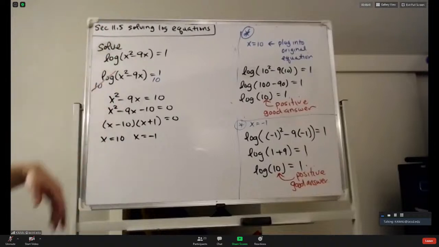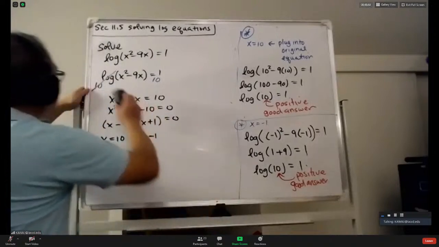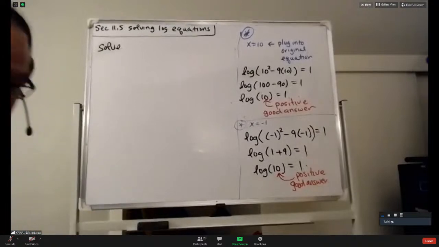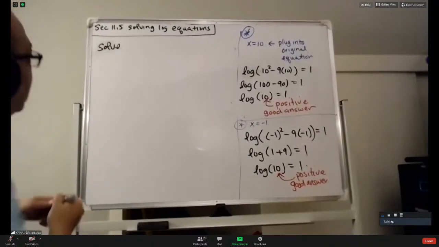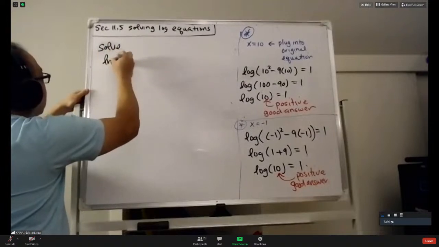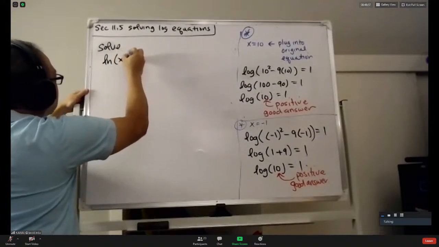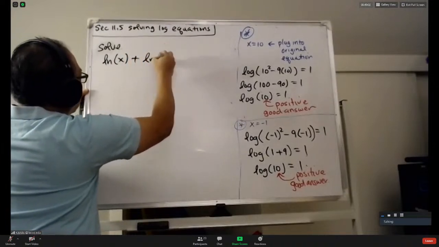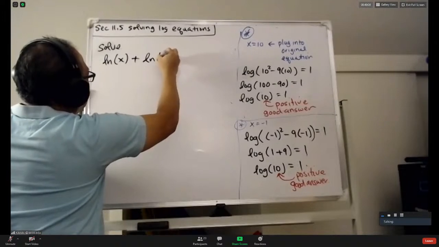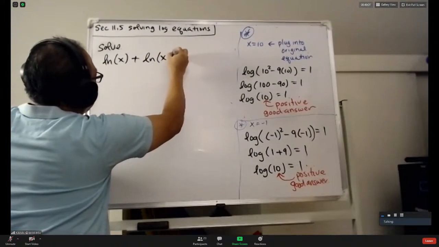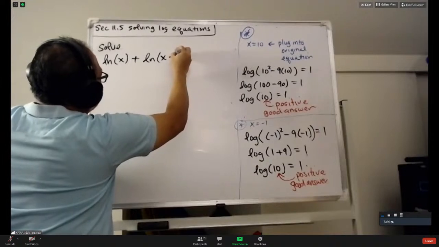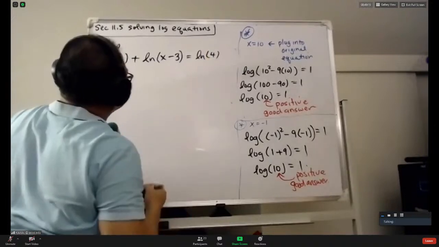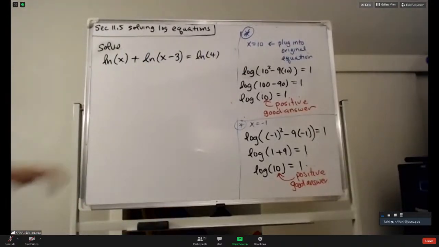Okay, so let's give you one. Let's do another one just like we did. Let's start with the whole shebang. So let's give you something like this: ln x plus ln (x minus 3) is equal to ln 4. Okay, so first combine these two.